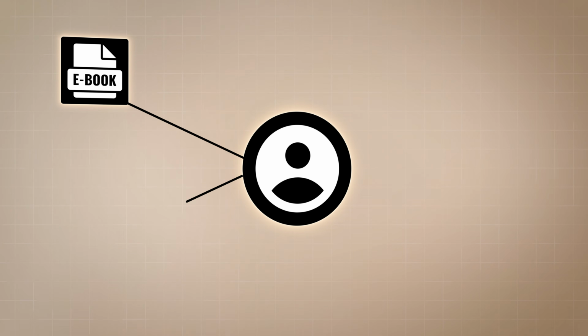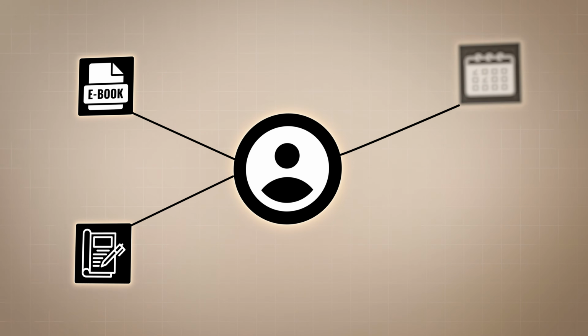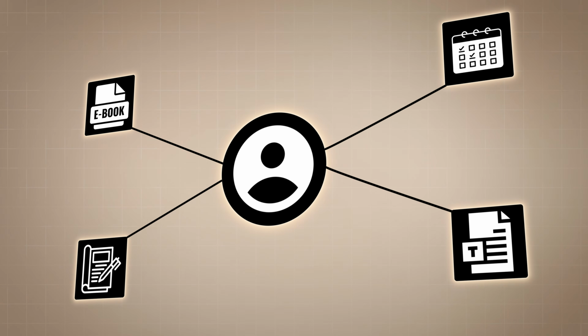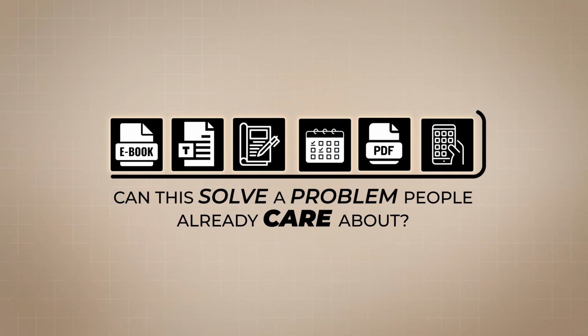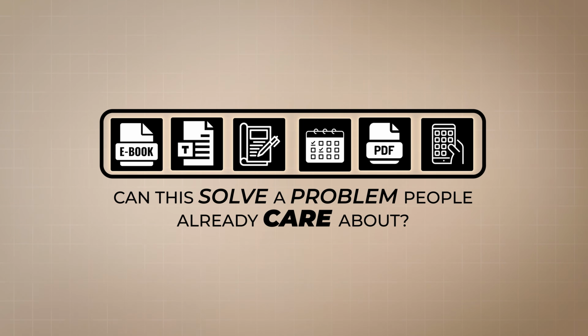You start digital products backward. You say you want to make an ebook, you want to make a guide, you want to create a planner, you want to sell a template. That sounds productive, but it's actually dangerous because the market does not care that you made an ebook. The market does not care that you spent 3 days making a beautiful PDF. The market only cares about one single thing. Can this solve a problem people already care about? That's it. That is the game.